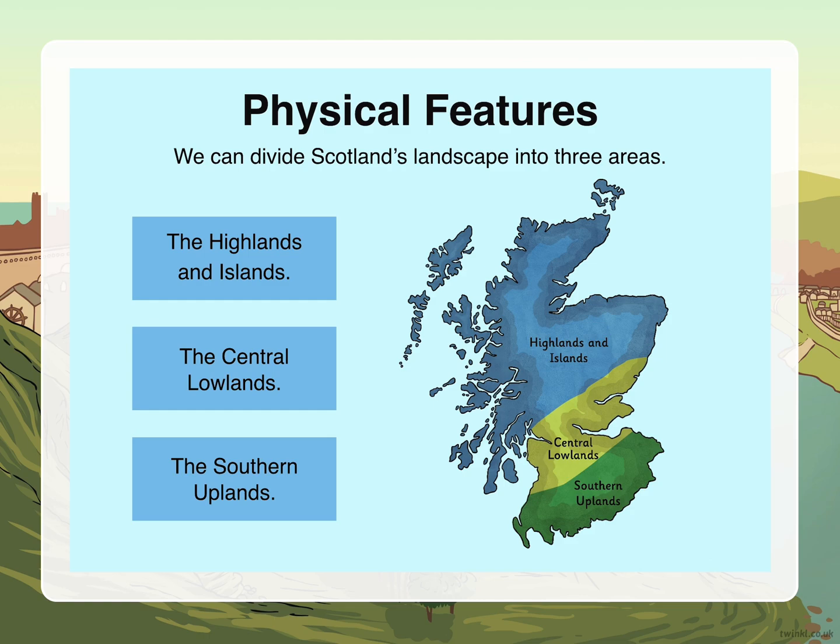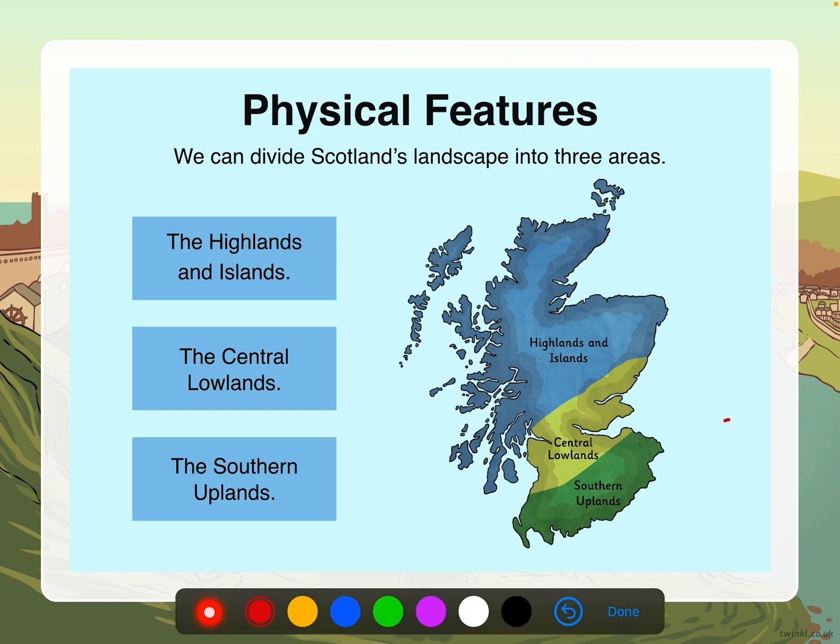So we can divide Scotland's landscape into three areas, boys and girls. We've got the Highlands and Islands. We've got the Central Lowlands. And we've got the Southern Uplands. Okay? I don't know if my pen's working. Yes, it is. We are in the Central Lowlands, boys and girls.